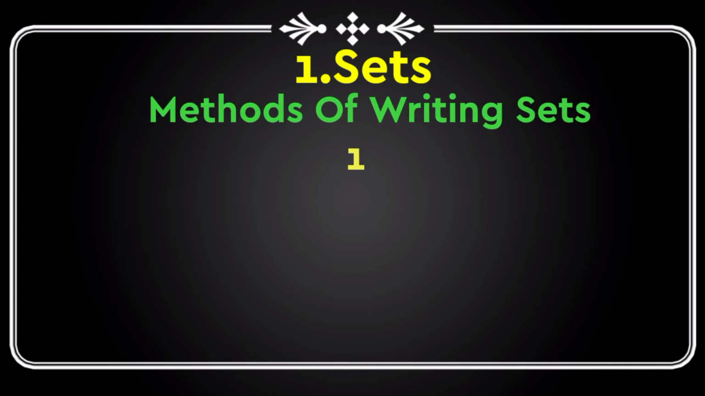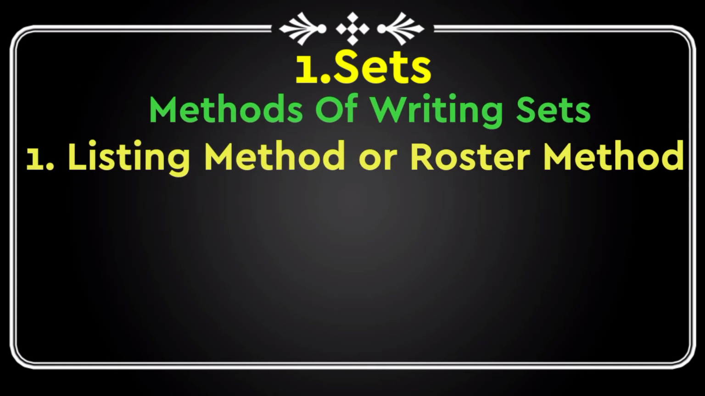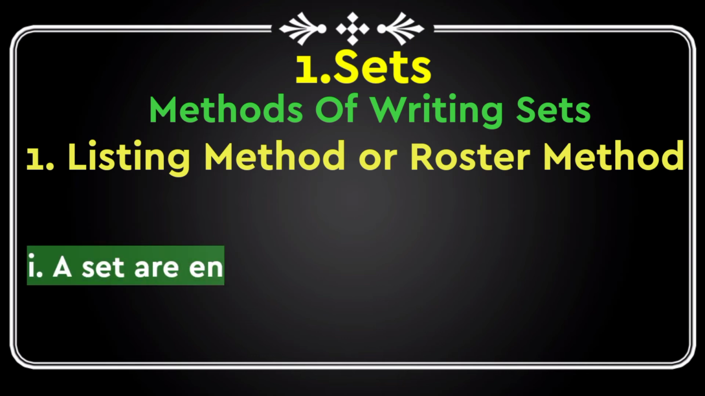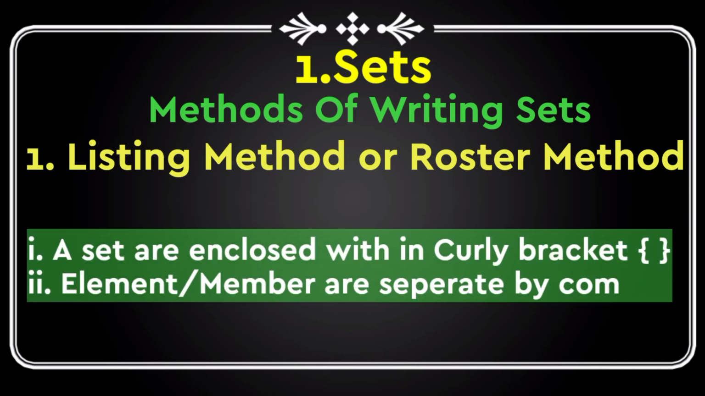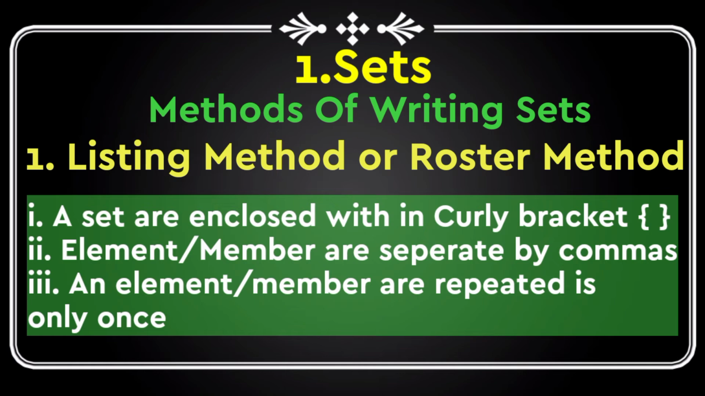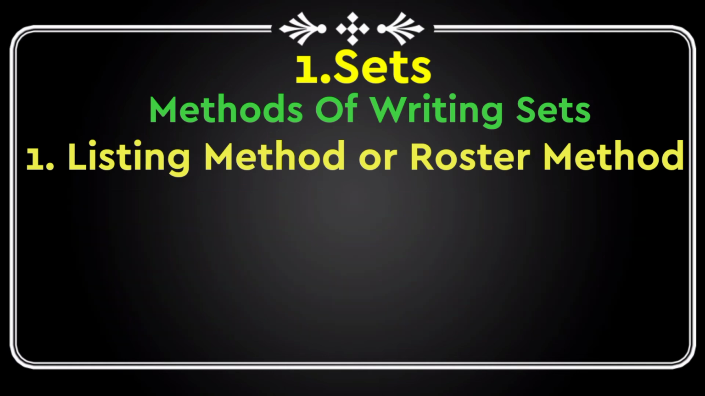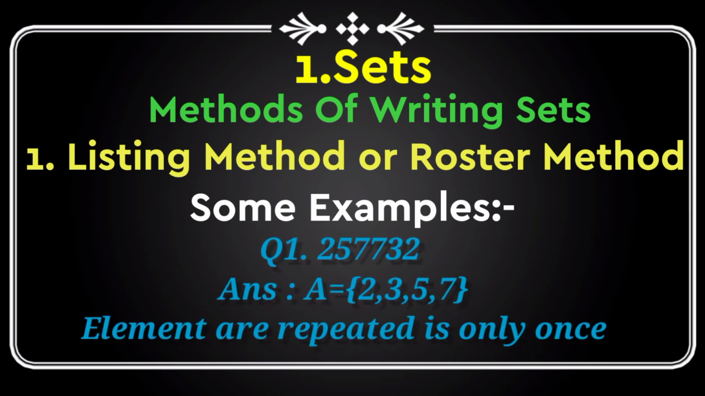Method of writing a set: the listing or roster method. First, a set is enclosed within curly brackets. Second, elements or members are separated by commas. Third, an element or member is repeated only once. You can see in the examples that elements are repeated only once.